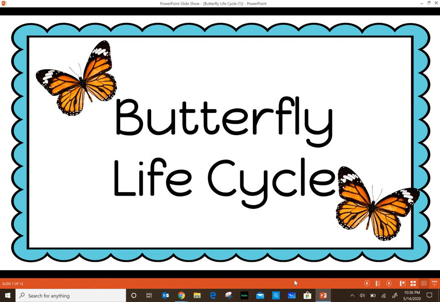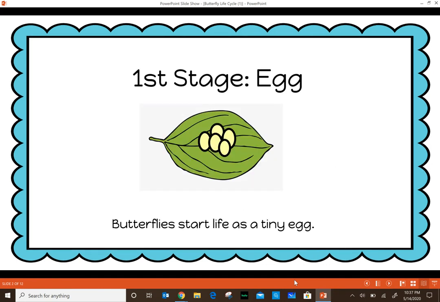In the butterfly life cycle, there are 4 stages. Butterflies have to go through 4 different stages in order for them to grow into beautiful butterflies. The first stage is called the egg stage, and this is how butterflies start their lives. They start their lives as tiny little eggs.